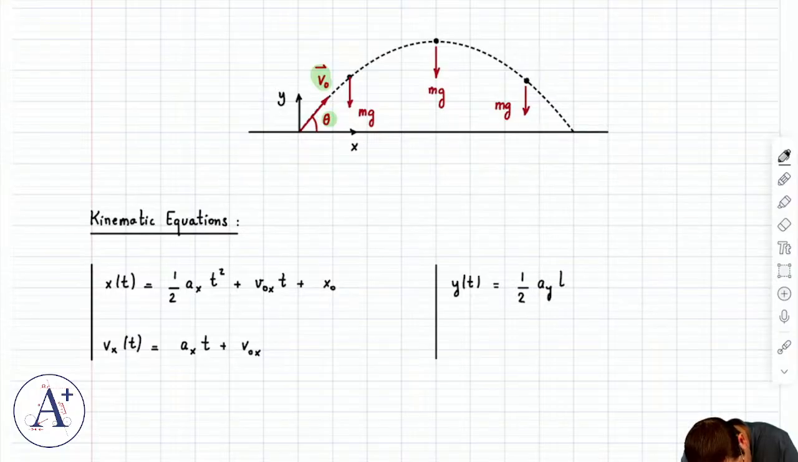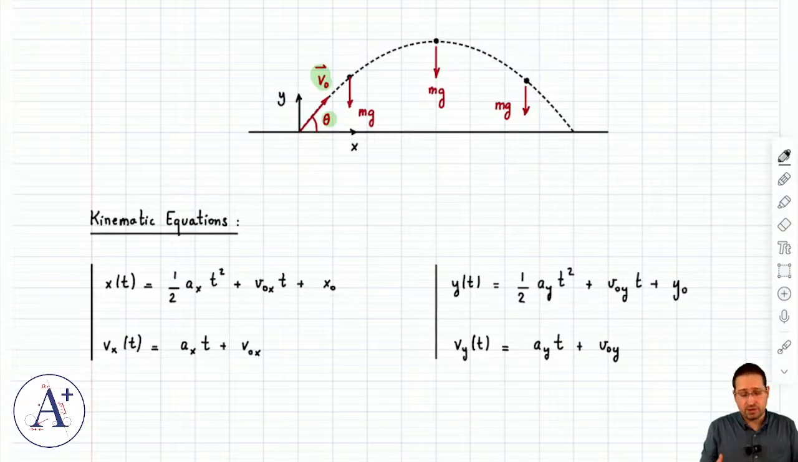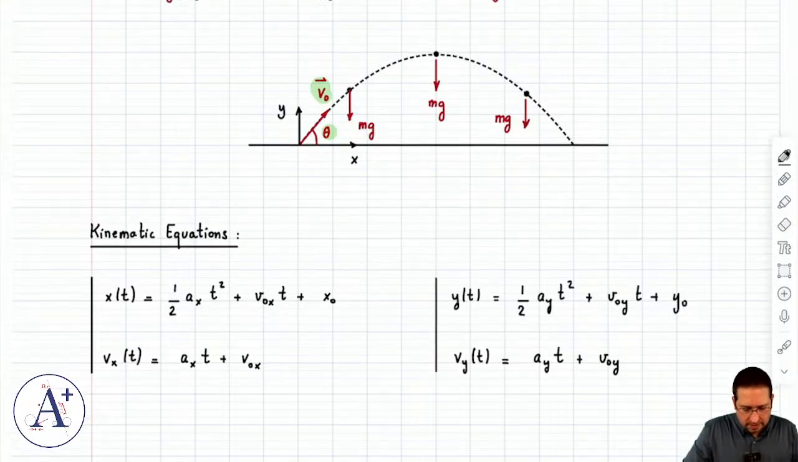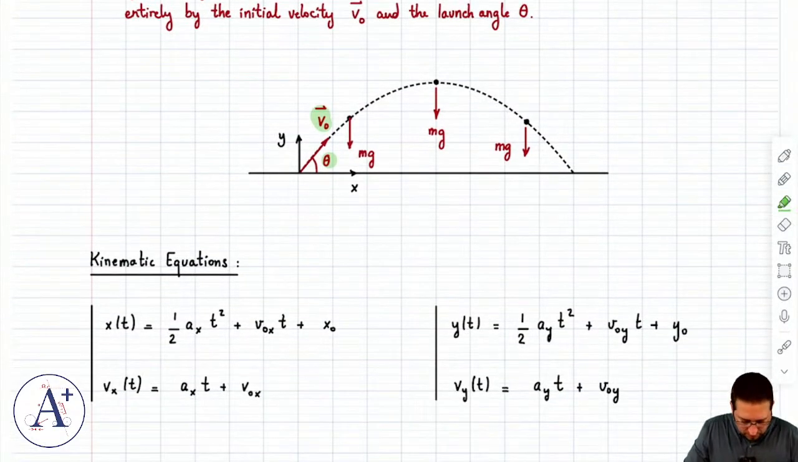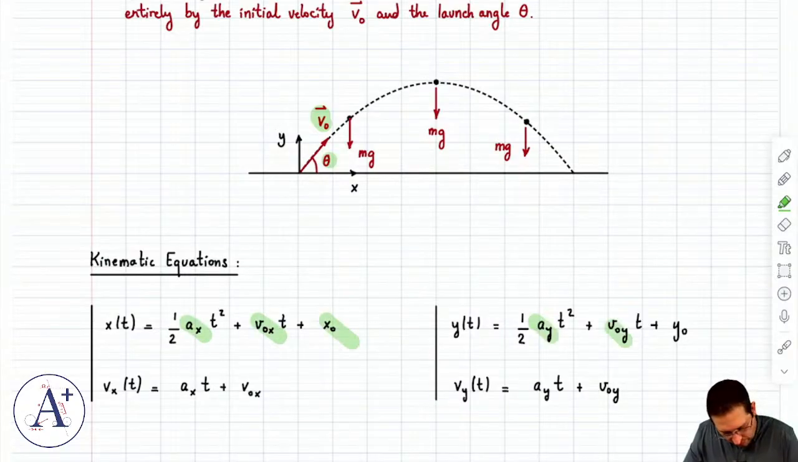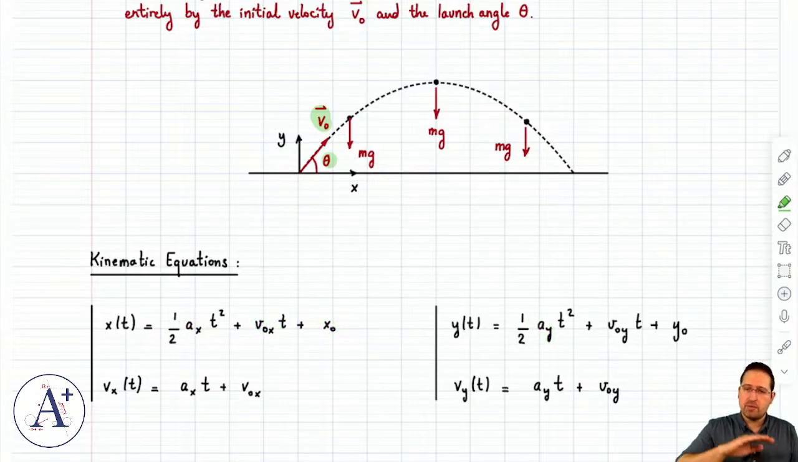It's going to be 1/2 a_y t squared, plus v naught y t plus y naught, and then here it's going to be v_y of t is equal to a_y t plus v naught y. Okay, but we need both because we have motion in both directions. Now, like I said, we're going to try to find a_x, v naught x, x naught, a_y, v naught y, y naught. If we have that, then we have our kinematic equations, and they will describe the flight of the projectile from the moment it is launched to the moment it hits the ground.